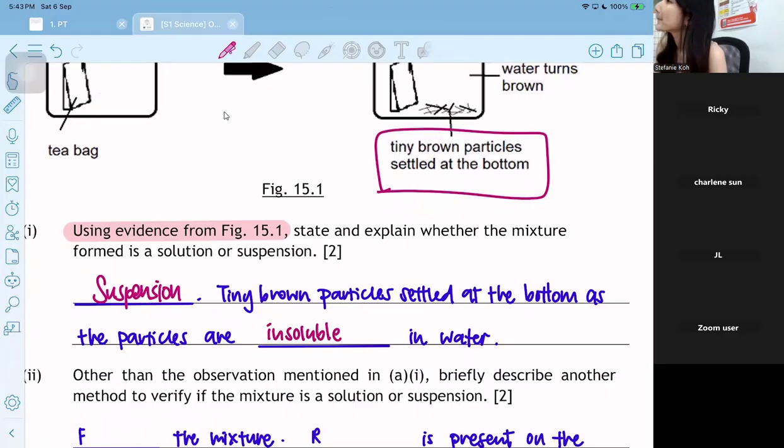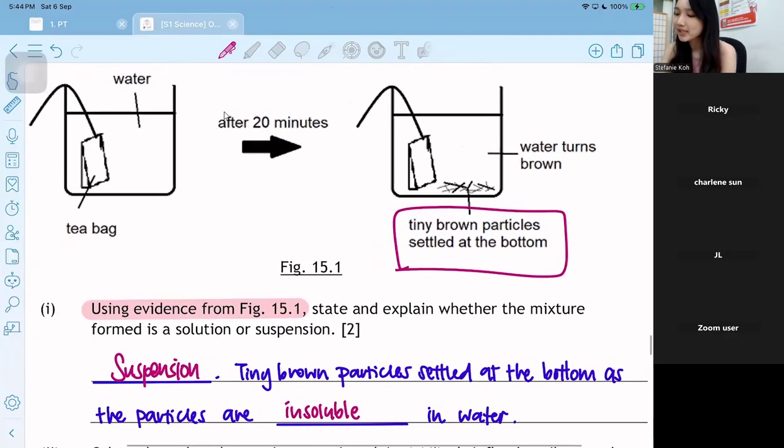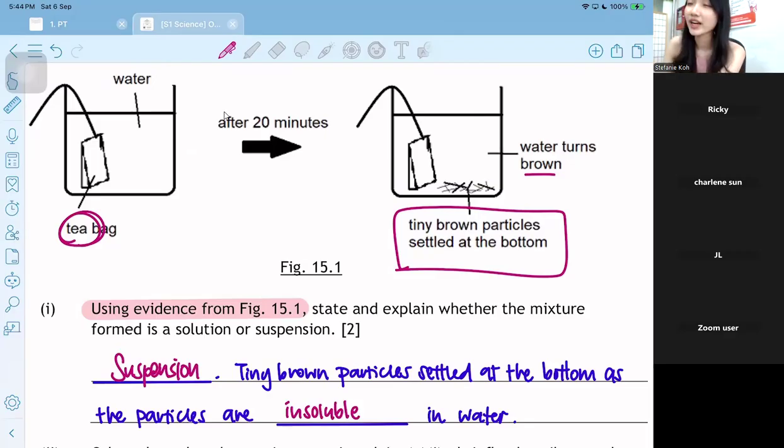Yeah. Why does the water turn brown? That means something else in the tea bag must have been able to dissolve, dissolve and diffuse and everything turns brown. But then in your tea bag, let's say the tea leaves, they can't dissolve in water. So that's why they will all just settle down to the bottom.